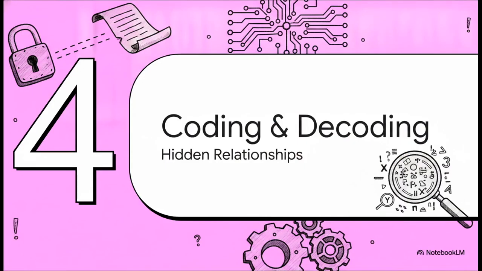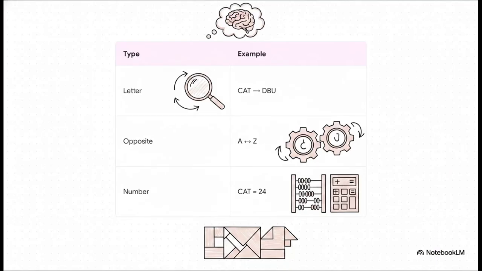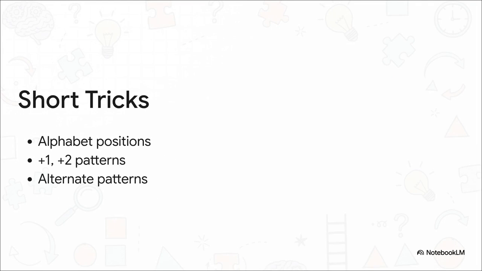And that brings us to section 4, coding and decoding rules, uncovering hidden relationships. Let's break down the 3 absolute most common coding patterns you're going to face, so you definitely want to visually lock these in. First up is letter coding, like shifting CAT to DBU by just moving every letter forward by 1. Then you've got opposite letter coding, which pairs A with Z, B with Y, and so on. And finally, number coding. This is where A equals 1, B equals 2, which makes CAT 3 plus 1 plus 20, totaling 24.